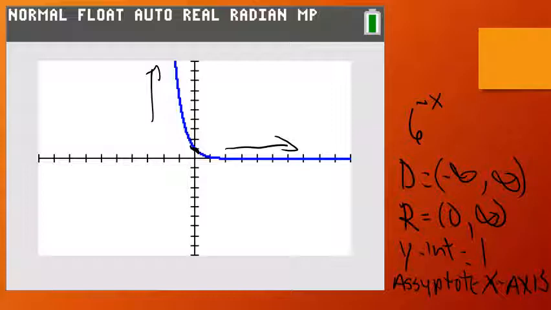Well, we can see here, as x is going to negative infinity, y is going to positive infinity. So our left end behavior is as x is going to negative infinity, y is going to positive infinity. And over here on our right end behavior, as x is going to infinity, y is equal to 0.